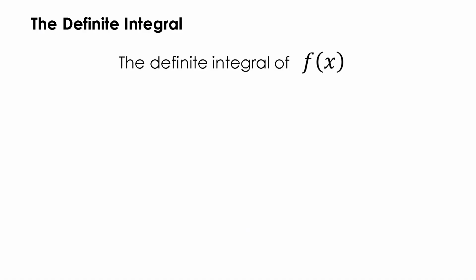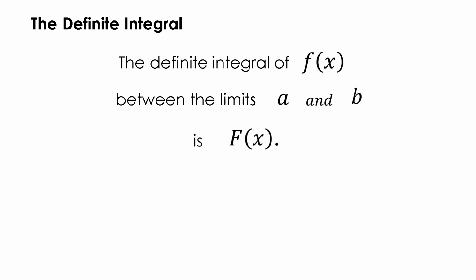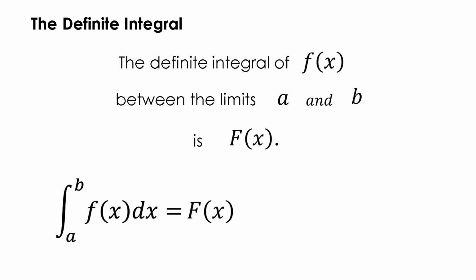The definite integral of f of x between the limits x is equal to a and x is equal to b is f of x. In symbols, if we take the integral from a to b of f of x dx, this is equal to a function of x from limits a up to b.